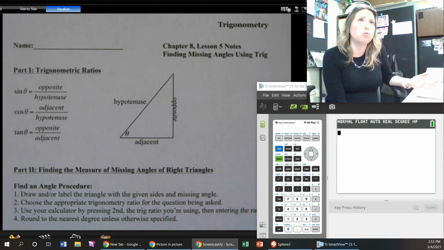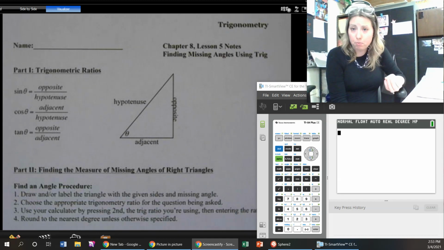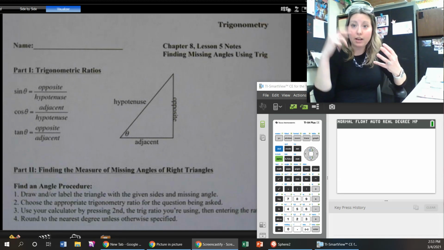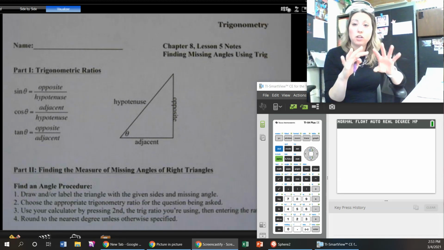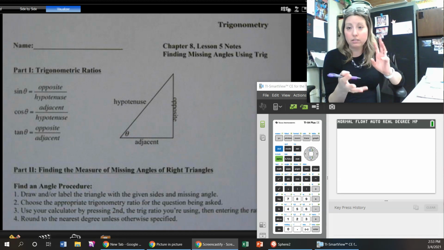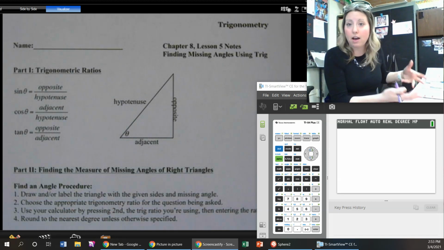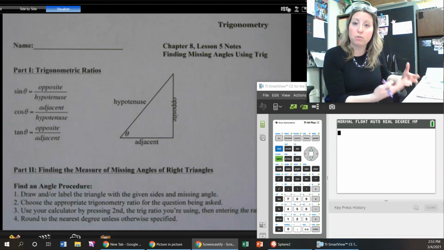Now, this is a place where if you're asked for a missing angle measure and don't know what that second angle is, you can use knowing the lengths of two sides of a right triangle to figure out what that angle measure you're being asked about is.